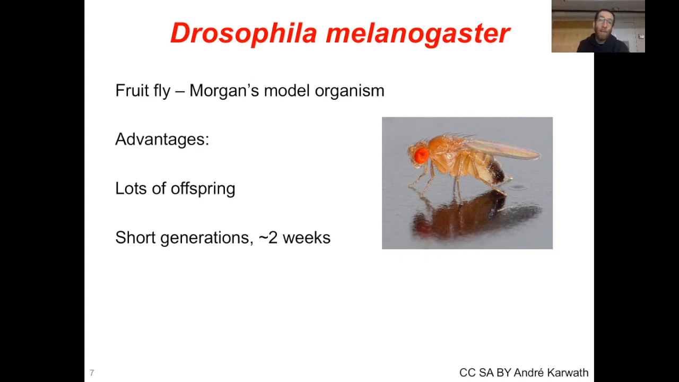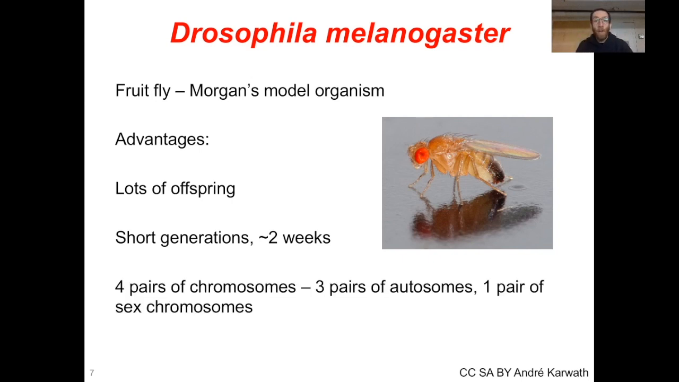The other thing about Drosophila is that even back then we knew what their chromosome situation was. So we know that Drosophila has 3 pairs of autosomes and 1 pair of sex chromosomes, which in their case is either an X or a Y, similar to us, even though the system works differently.